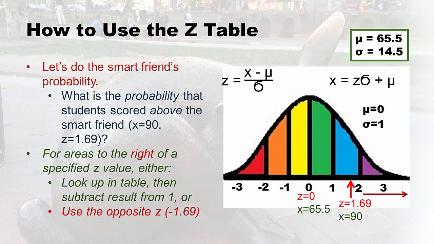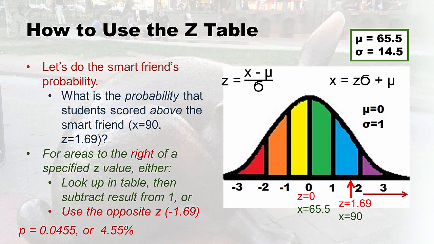All right, we're back. And so as you know, if you look up the 1.69 directly, and you take that probability and you subtract it from 1, which is what we did last, we got the same answer we got now, right? 0.0455 or 4.55%. So it is kind of more efficient to just use the opposite z if you're looking for areas to the right of the specified z value. But I always say when you're done looking it up, compare it to the picture. And I always say draw a picture too.